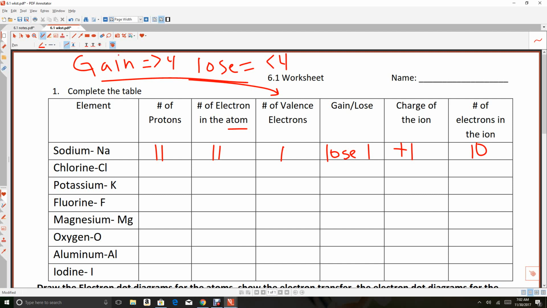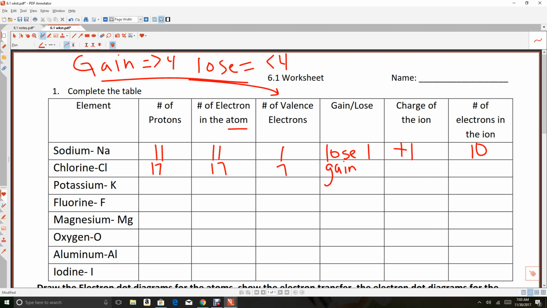Okay, let's look at chlorine. Chlorine has 17 protons and 17 electrons. I just looked at the atomic number, and then the number of valence electrons is 7. Is 7 greater than 4 or less than 4? It's greater than 4, so it will gain.